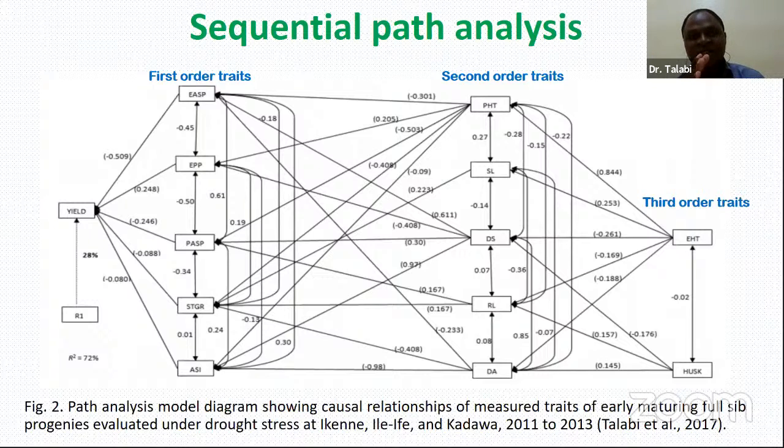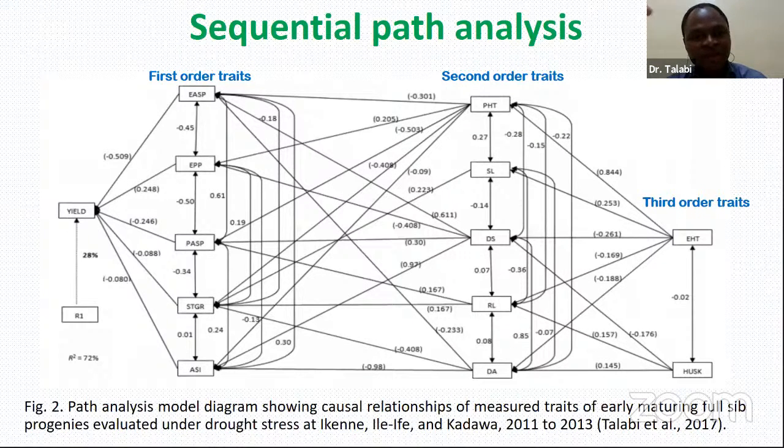So eventually you can actually order your traits. You can have them in categories of importance. So in this case, this diagram is actually from a study conducted between 2011 and 2013. I actually used this for my master's thesis. And then we observed that we have 5 traits in this case that are making direct contributions to grain yield for drought tolerance, or when we evaluated the full seed progenies under drought stress condition.